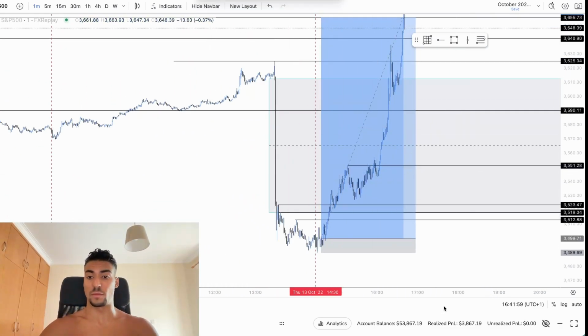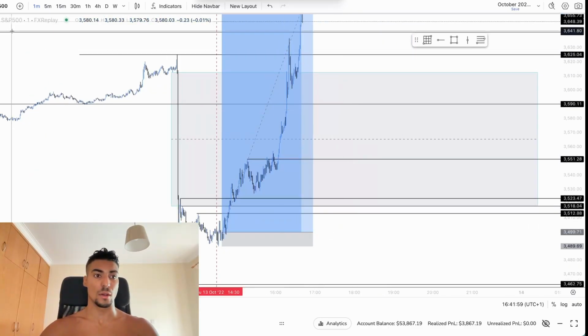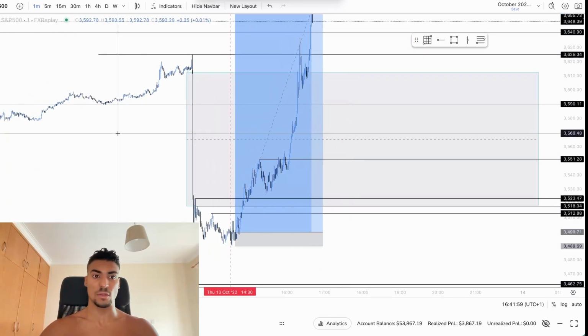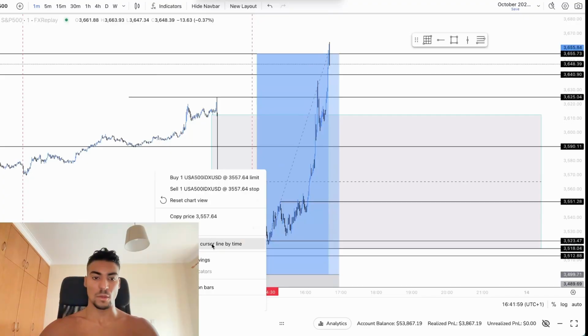This is a very good trade. Very good. I don't know how much money we made, but it doesn't really matter. Let's keep going.